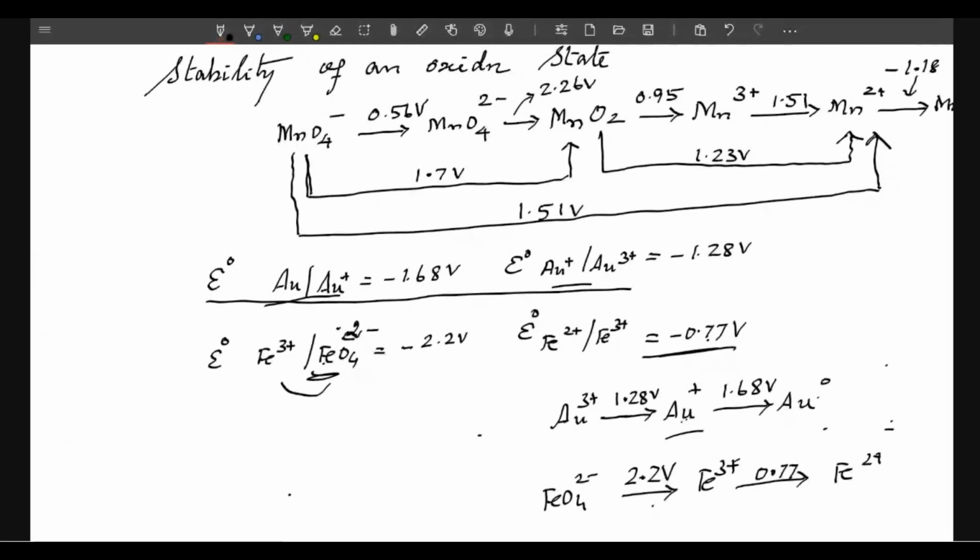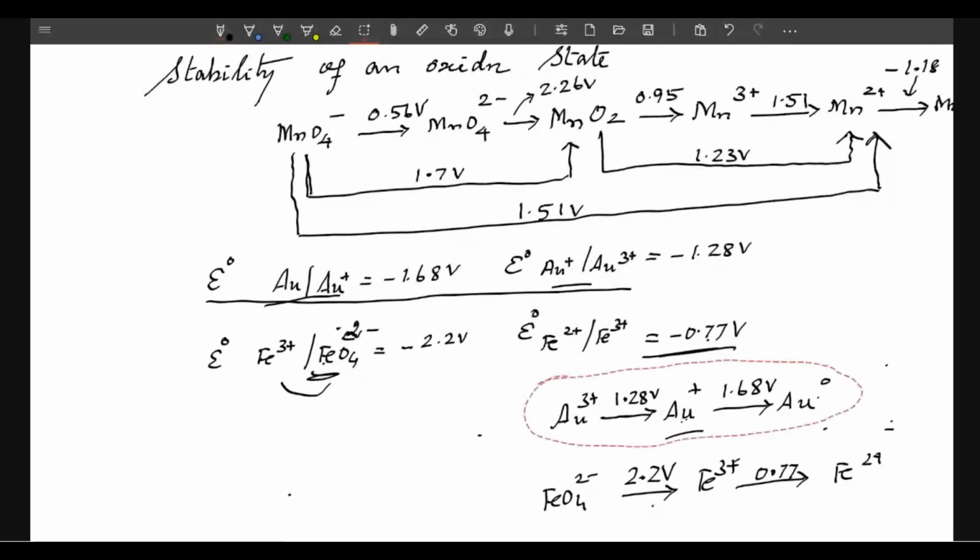Wherever this trend gets ruptured, where it should be going on decreasing slowly, the species present at that place undergoes disproportionation with respect to the species present on both sides. That is unstable: it undergoes reduction to the next species and oxidation to the previous species. Keeping this in mind, let us have a look into this one.